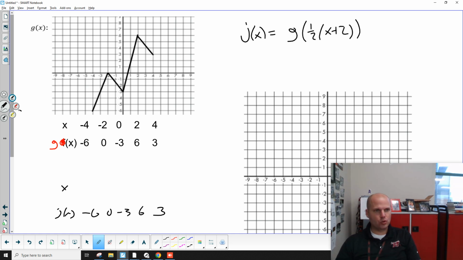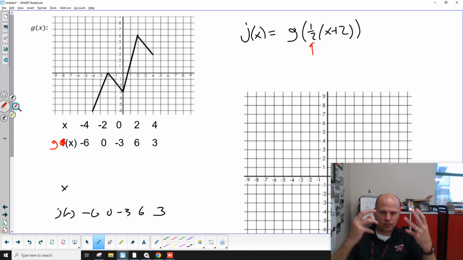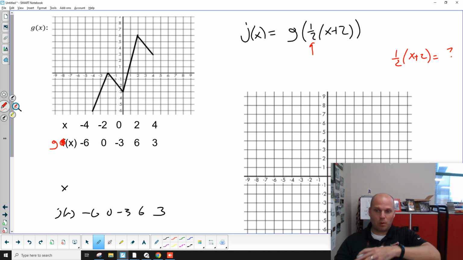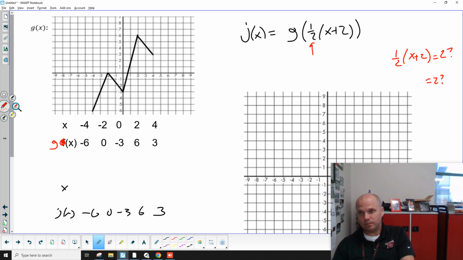Well, we got two things going on. We got this horizontal dilation. Again, it's going to be an inverse. It's the opposite of what you expect. If you thought about 1/2 x plus 2, what are the values for our x's that will map us to -4, -2, 0, 2, and 4? Well, you would multiply by 2 first, then subtract 2.